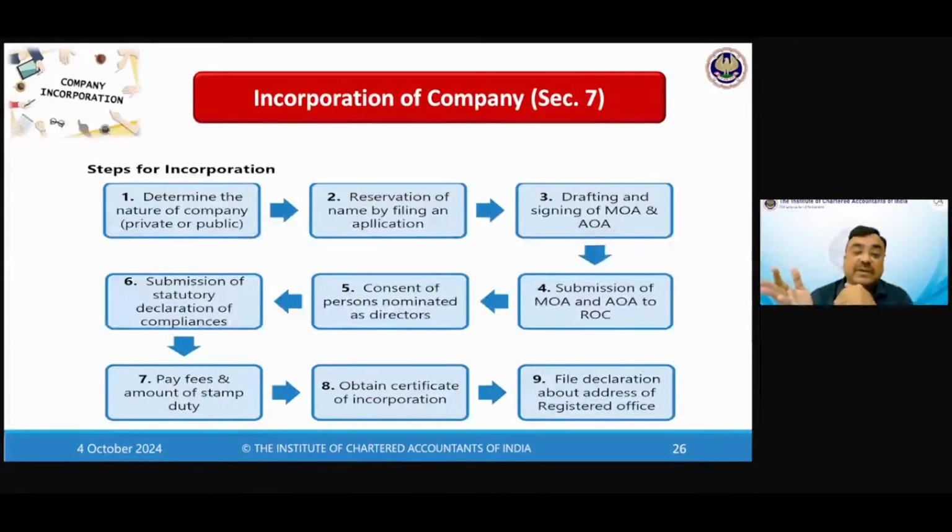Then ROC will give the certificate of incorporation, and then file the declaration about the address of the registered office. So please read these 1 to 9 steps once, children. And now we will discuss each and every step one by one. Someone raised a hand just now; please wait a bit, note down your query. After this concept I will take your queries. Okay, so please wait.